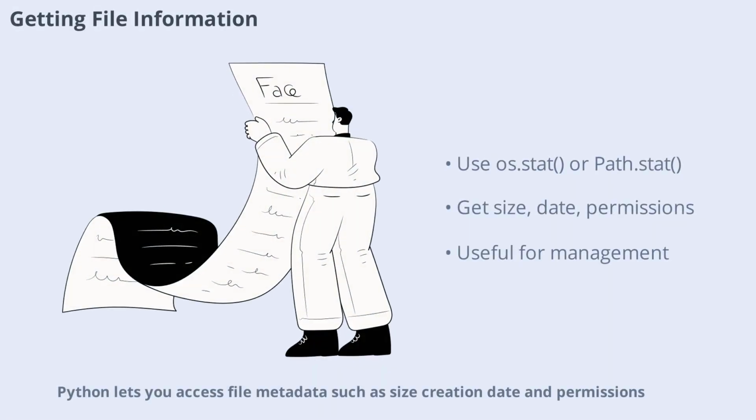Python lets you access file metadata such as size, creation date, and permissions. Use os.stat or Path.stat to retrieve this information. File metadata is useful for monitoring, auditing, or managing files based on their properties.